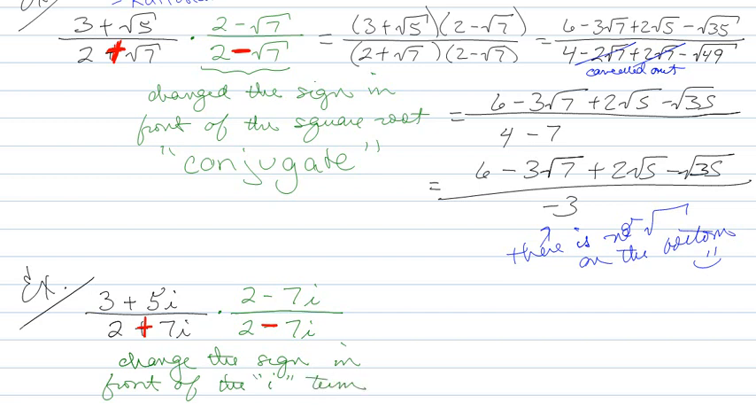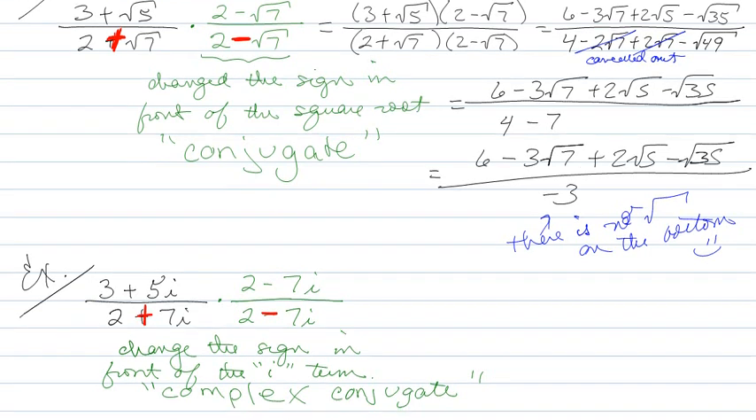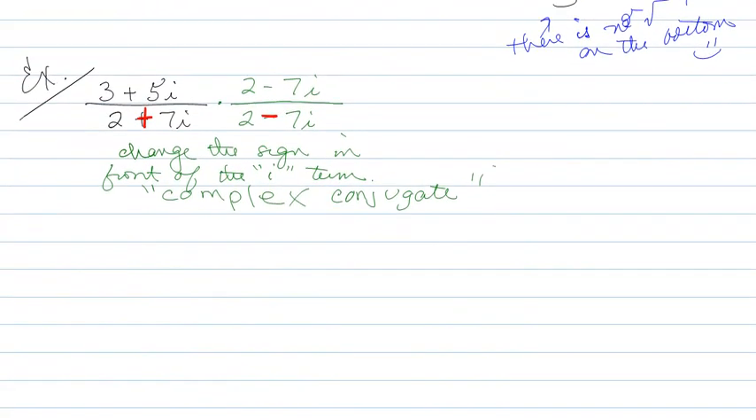And what we're going to call that is, you ready for it? We're going to call that the complex conjugate. So rather than being just the conjugate, it is now the complex conjugate. And it's wonderfully exciting. Complex conjugate. Right. So now what happens?